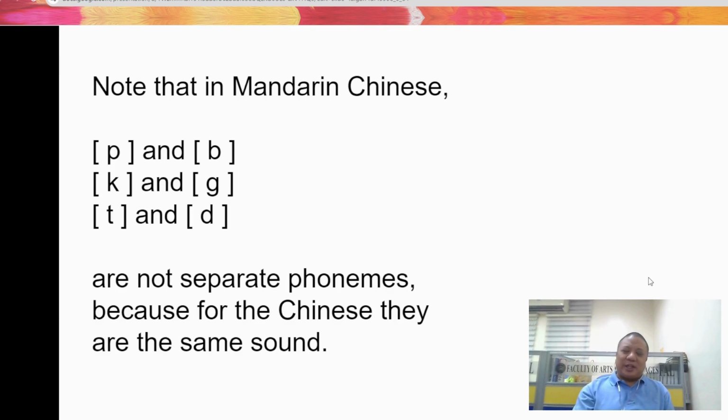Note that in Mandarin Chinese class, p and b, k and g, t and d are not separate phonemes because for the Chinese, they are the same sound. So that's what we mean by phonemes and minimal pairs. Again, phonemes produce a change in meaning because of their sound. The change in sound produced a change in meaning in two identical environments, which we call minimal pairs. So these are phonemes and minimal pairs.